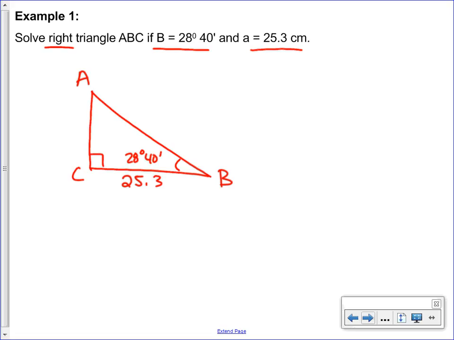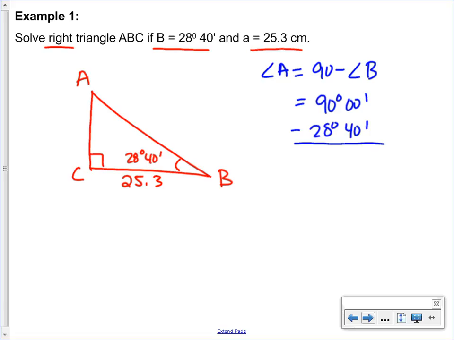If you don't remember how to do minutes and degrees, it's easy. Here we go. So obviously we have to find angle A, side b, and side c. Okay, easiest thing to do would be to find angle A. Finding angle A, since it's complementary to B, is just 90 minus angle B. Now, since angle B is in degrees and minutes, we want 90 degrees and 0 minutes. That's how you'd write 90. And then just subtract 28 degrees and 40 minutes from it.